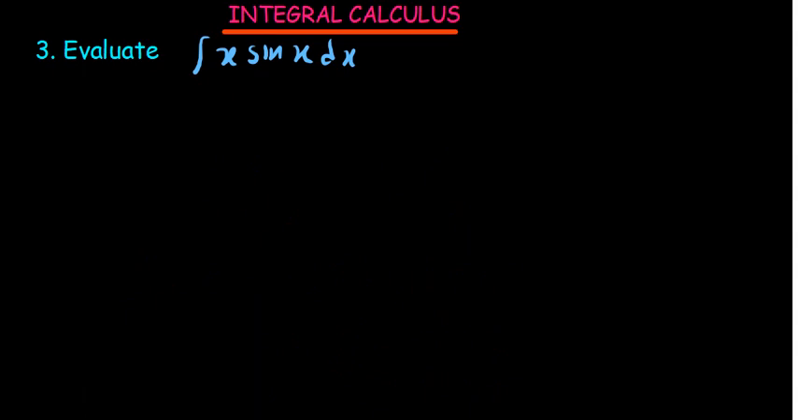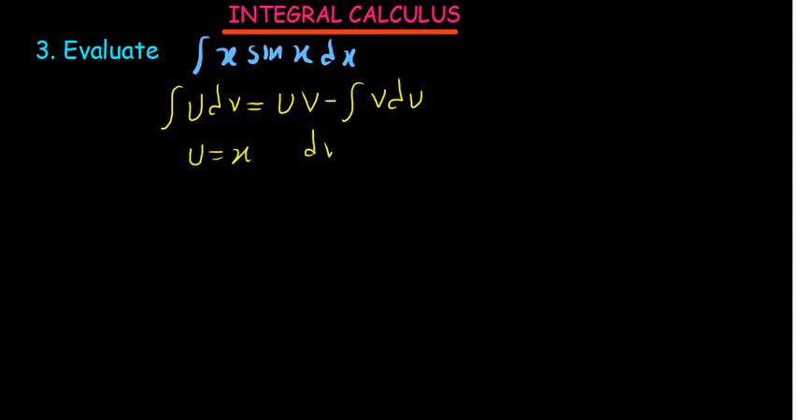Same, using the formula, the integral of u dv is equal to uv minus the integral of v du. Which one of these can we easily integrate? Which one can we easily differentiate? At least the one which we can differentiate should give us a constant if possible. So u is going to be equal to x, and then dv is going to be equal to sine of x dx.